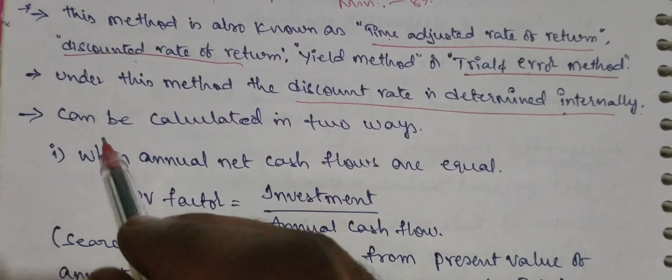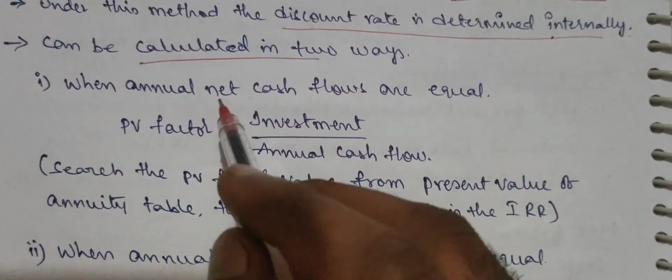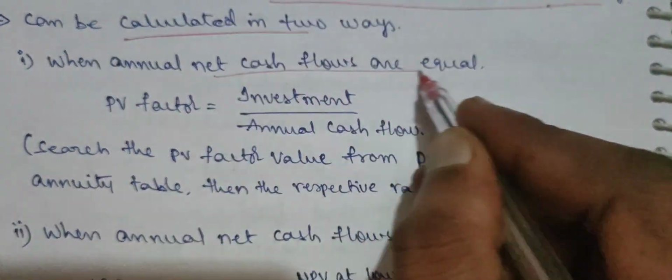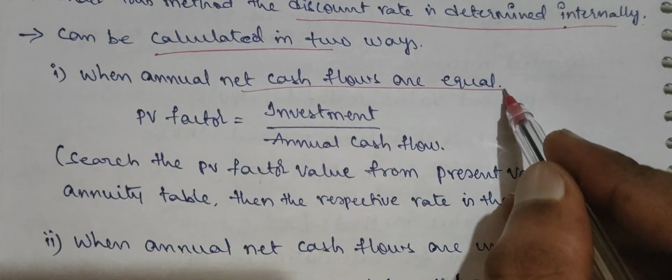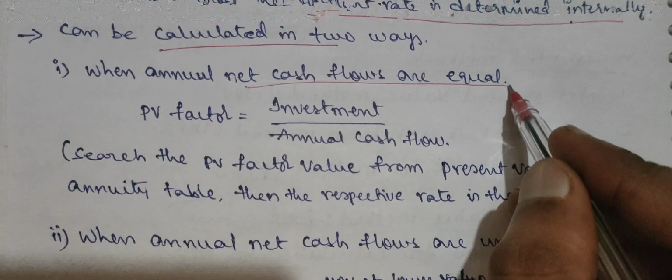So this internal rate of return can be calculated in two ways. One is when your net cash flows are equal, meaning every year you have the same amount of cash flows. Then your internal rate of return should be calculated like this: PV factor is equal to investment divided by annual cash flows. For that PV factor we will search from the annuity tables, that is, search the PV factor value from the present value of annuity tables. Then the corresponding rate is the internal rate of return.